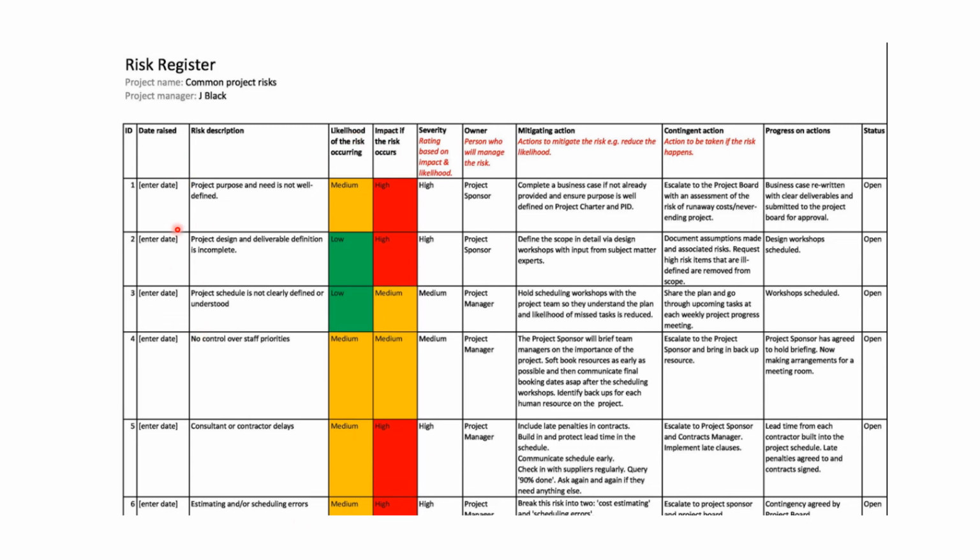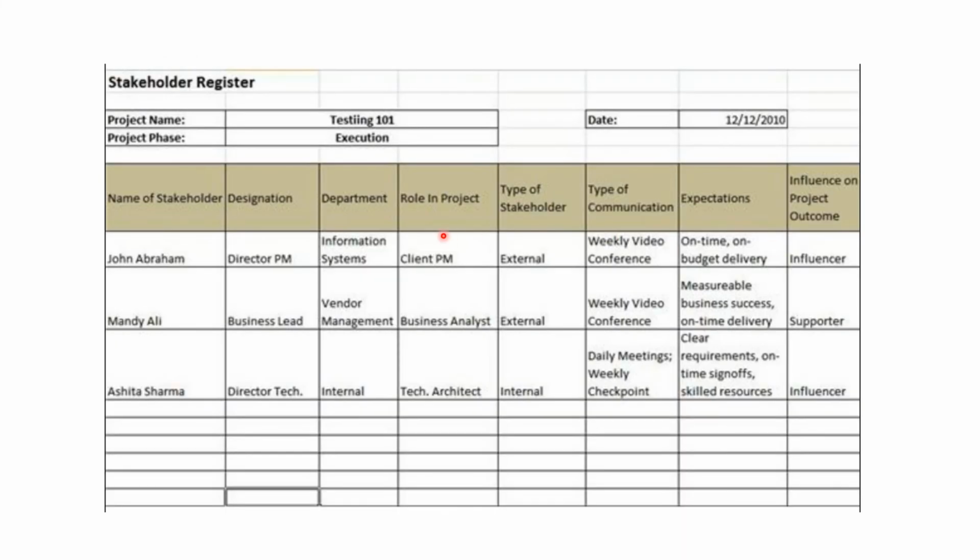This is a sample of the risk register. It talks about when it was raised, what is the risk description, what is the likelihood, the probability and impact, the severity and owner, what is the mitigation action, the contingency action, and then the progress and the status. So it's very simple, a nice register.